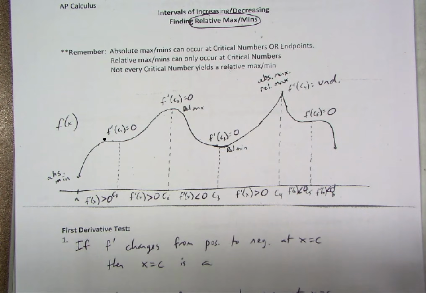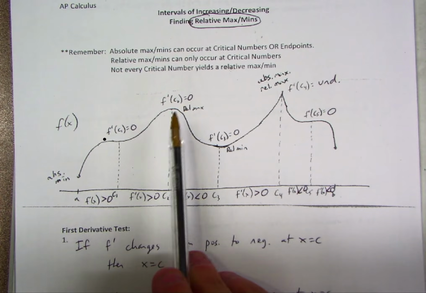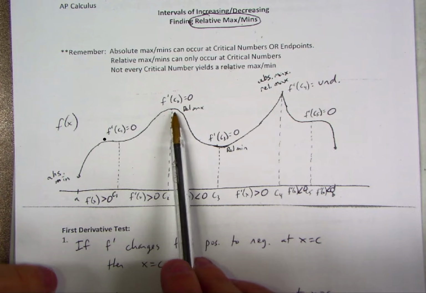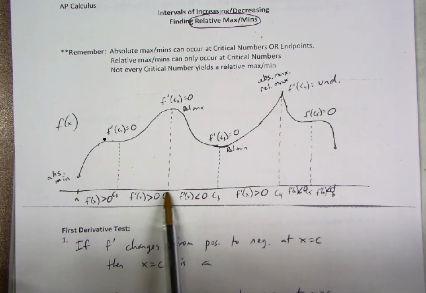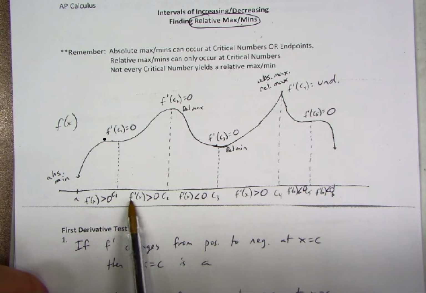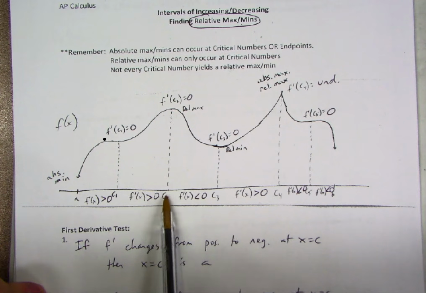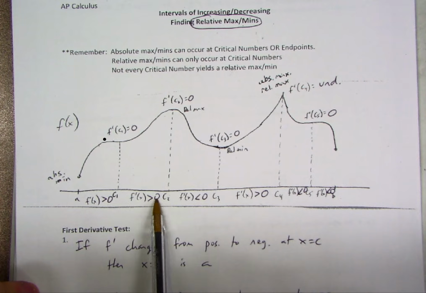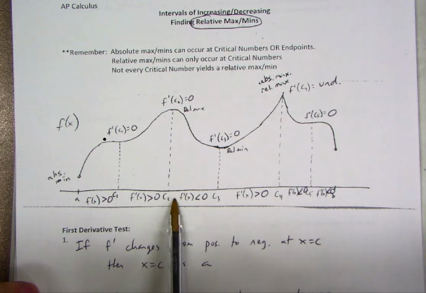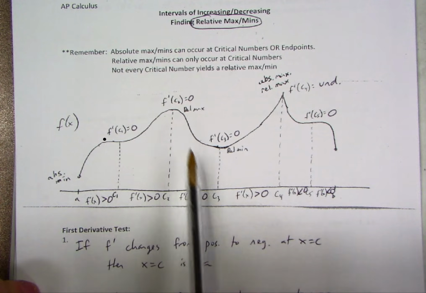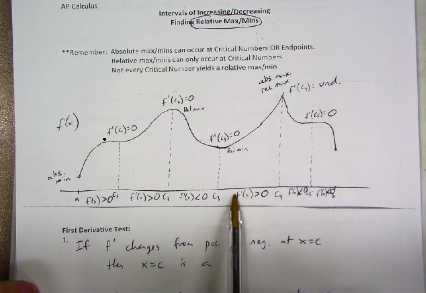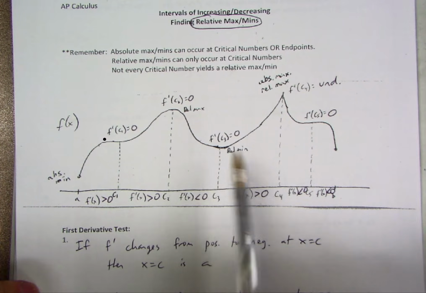The reason I'm pointing that out is this. I want you to notice what happens to f prime, the derivative, where the relative max and mins occur. Right here, at this maximum, on this side f prime is positive, then right on the other side, f prime is negative. So wherever f prime changes sign from positive to negative, that is where a relative max is going to happen. Notice here, f prime is negative, then here f prime is positive. So where f prime changes from negative to positive, that's where a relative min occurs.